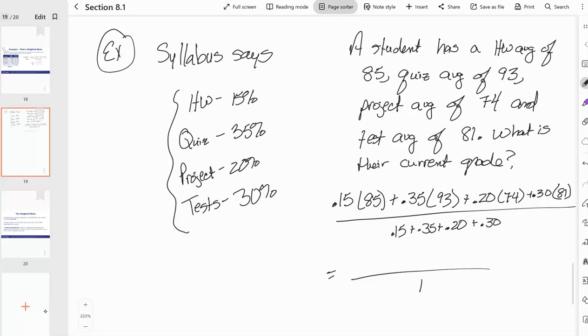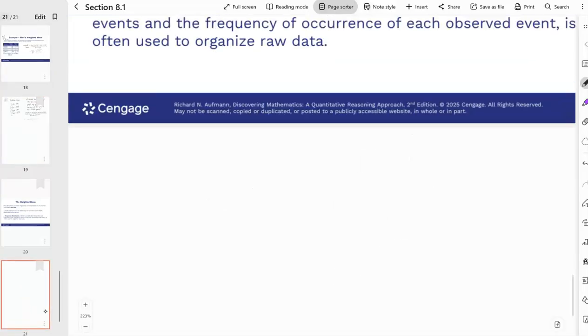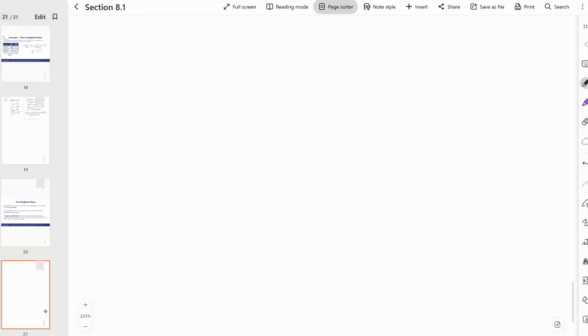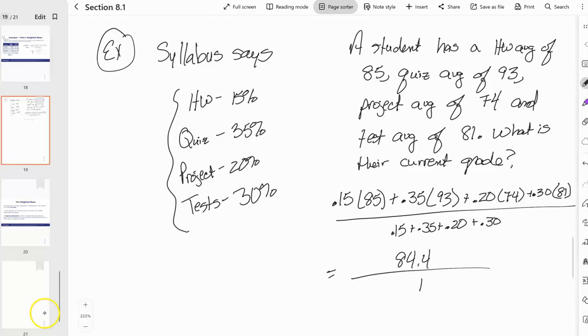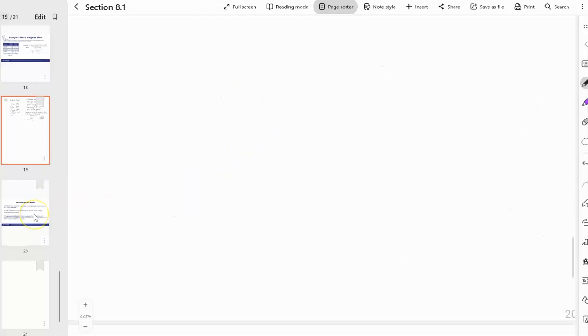And then in the numerator, I get 84.4. 84.4 divided by 1 would be an 84.4. So at this point in time, with those averages, based on their syllabus in this example, the student would have an 84.4. So that's how we could use that to figure out our grade in any course at any given time.